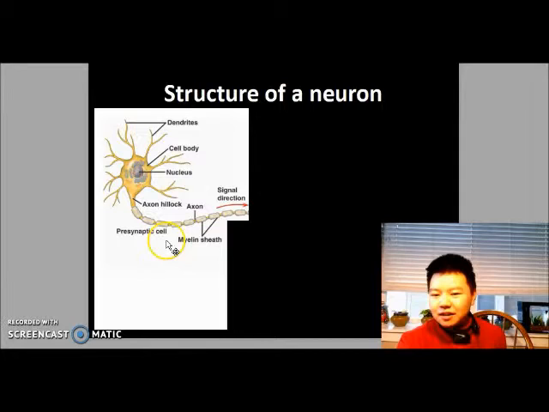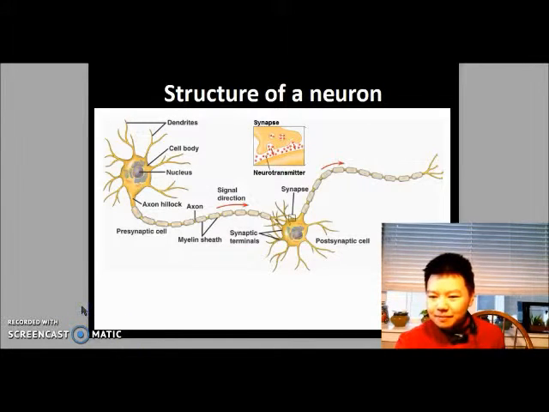The axon is acting like a wire, just like an electrical wire. The signal is going to be in the form of an electrical pulse, a momentary pulse that's going to travel all the way down this axon. And what's it going to do when it reaches the end of the axon? It's going to transfer that signal to the next neuron in the chain.